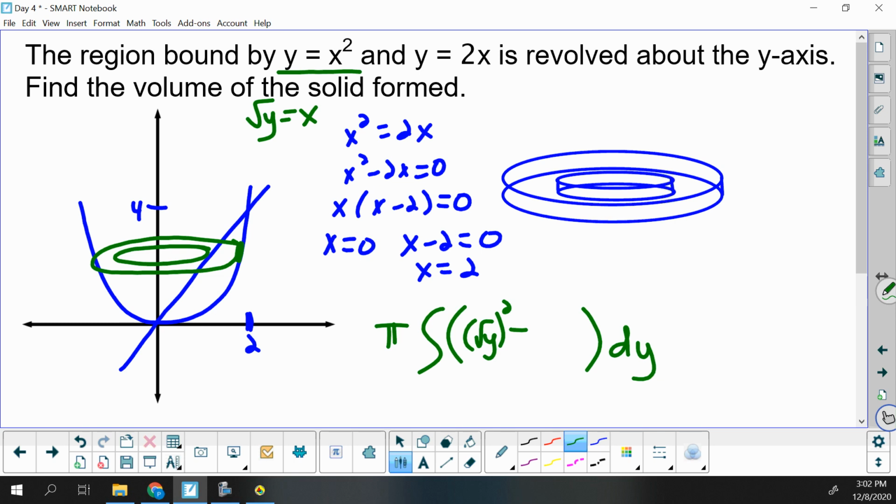And then our inner one will be y equals 2x. We'll get x by itself in that one, and you'll get 1/2 y. Now be careful of your values on your integral. They need to be y values, and in our region, the y values went from 0 to 4.